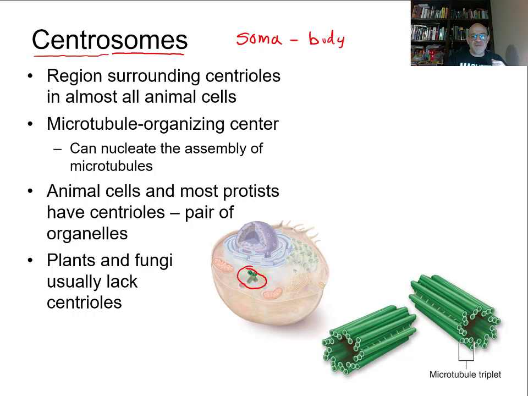And in certain types of eukaryotic cells, you're going to find some structures called centrioles. And they look like this. Not all of them do. Most plant cells are not going to have centrioles, but they're still going to have a centrosome.